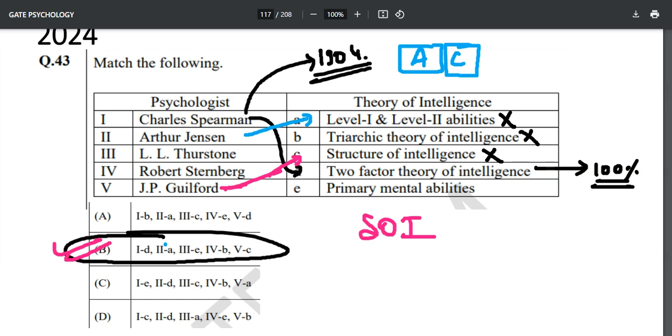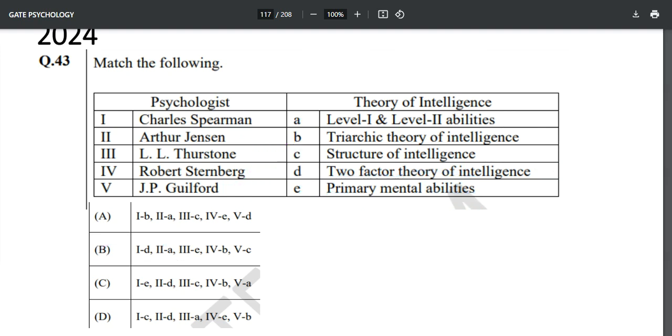Okay, Robert Sternberg, what he will give, fourth one, the triarchic theory of intelligence, practical, contextual, and that thing. LL Thurston, the primary mental abilities, how many? There are 7 primary mental abilities. So what is the correct answer over here? Option number B is the correct answer over here.